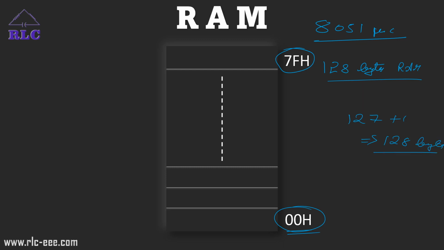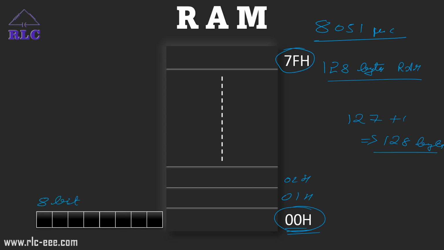Each and every memory location, say 00H, 01H, 02H, can store data of 8 bits, which we call 1 byte. So from 00 to 7F, we have 128 memory locations, and each memory location can store 1 byte of data, which we call 128 bytes of RAM.